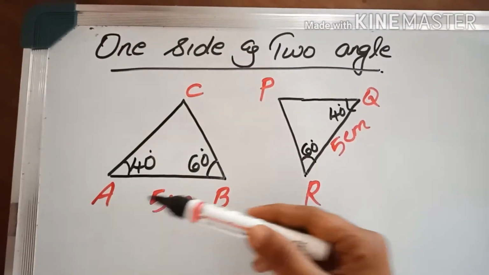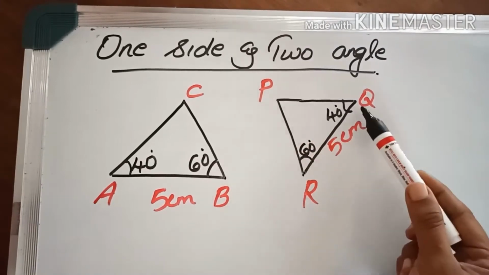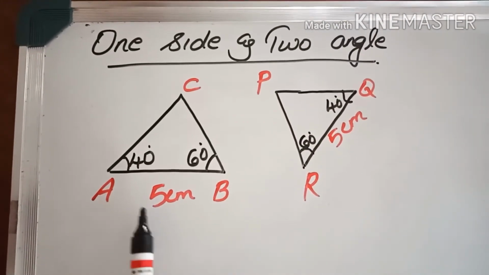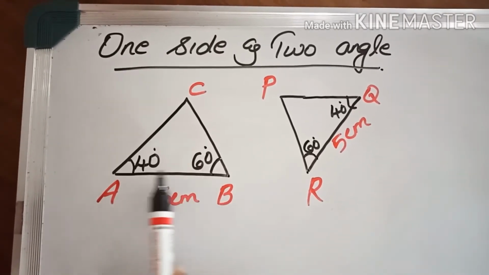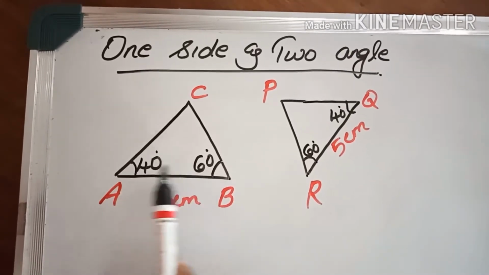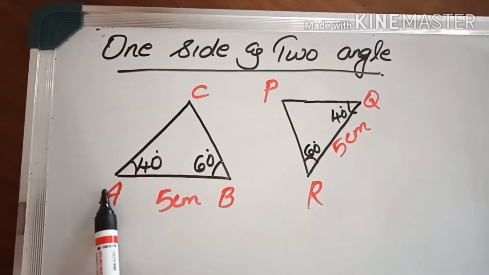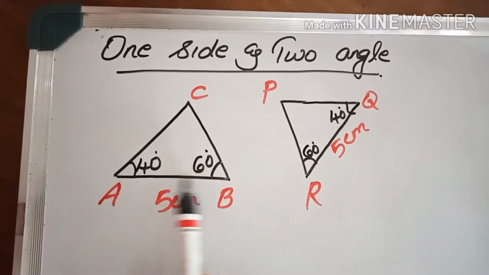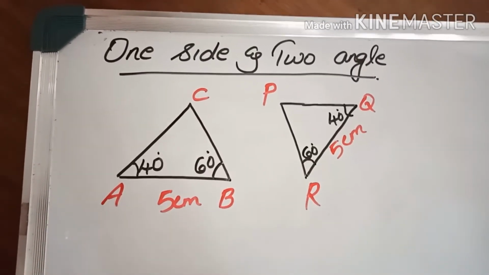Here one side and two angle means consider these two triangles. First triangle is triangle ABC. Now the second triangle is triangle PQR. For the first triangle, one side is given, that is AB is 5 centimeter, and two angles are also given, that is 40 degree here and 60 degree here. These two angles are at the end points A and B of this 5 centimeter line.